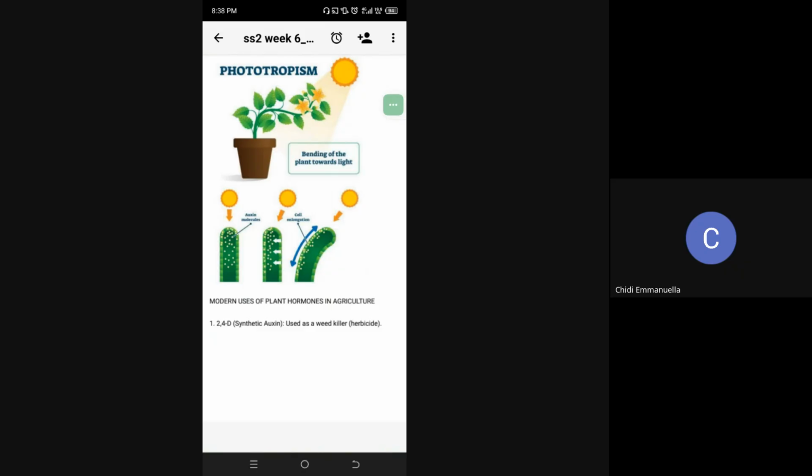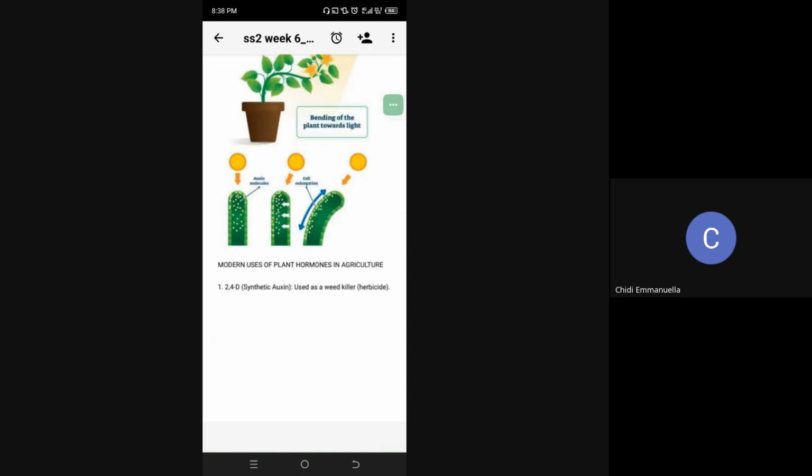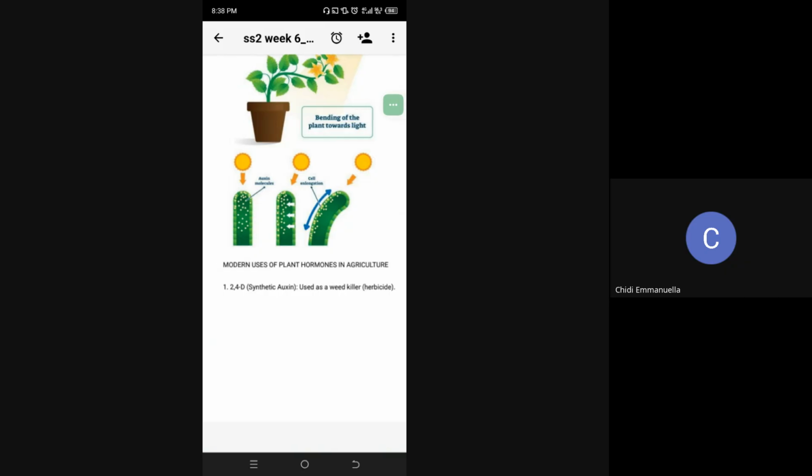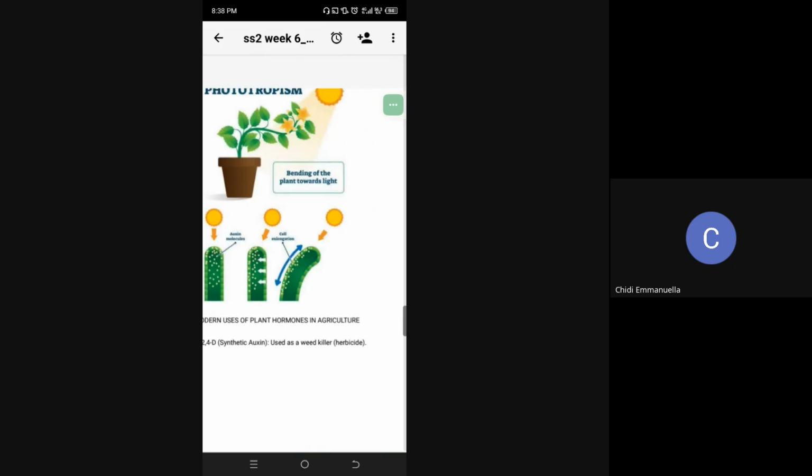Leads to bending of the plant exactly towards the sunlight. Correct. Beautiful. You got it. Well done!